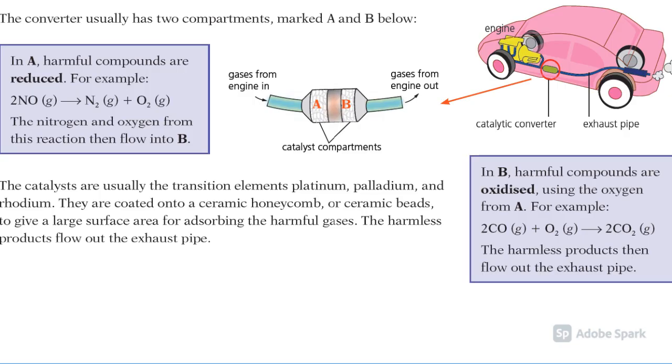The converter usually has two compartments marked A and B in the diagram. In A, harmful compounds are reduced, and the nitrogen and oxygen from this reaction then flow into B, where harmful compounds are oxidized using the oxygen from A. The harmless products then flow out the exhaust pipe. The catalysts are usually the transition elements platinum, palladium, and rhodium. They're coated onto a ceramic honeycomb or ceramic beads to give a large surface area for adsorbing harmful gases.